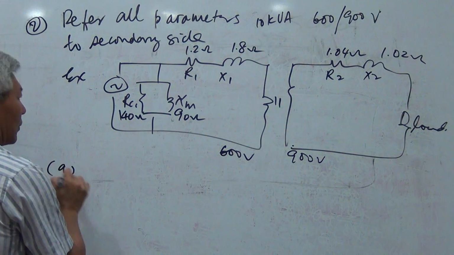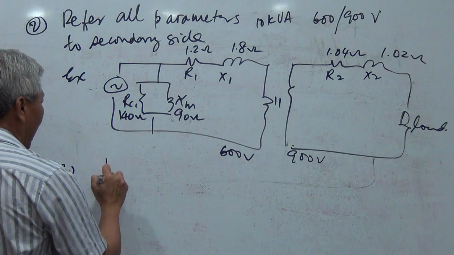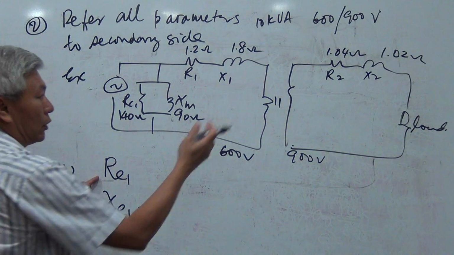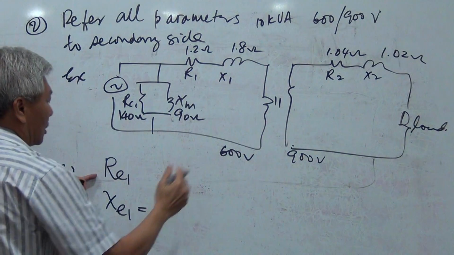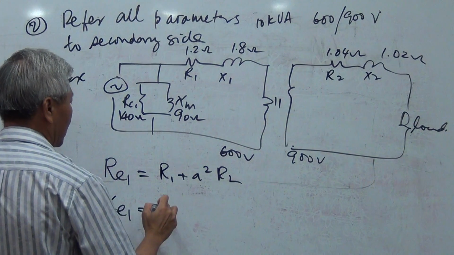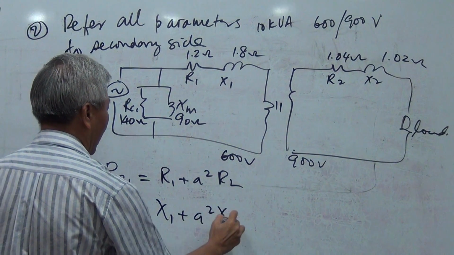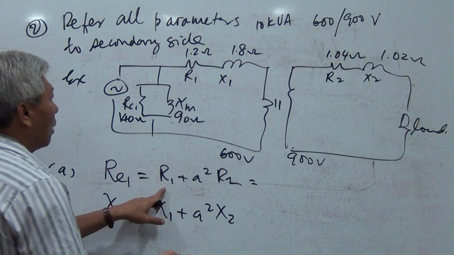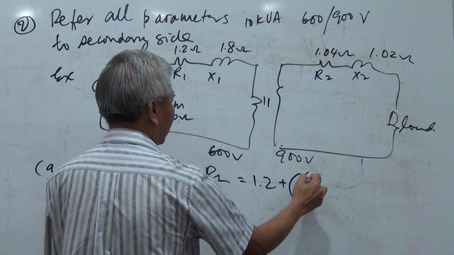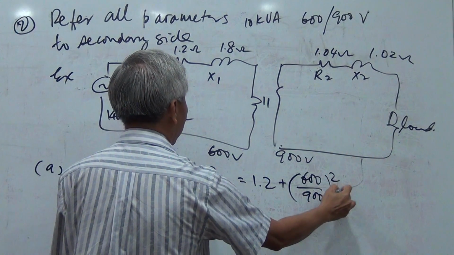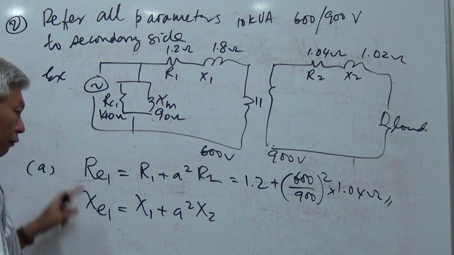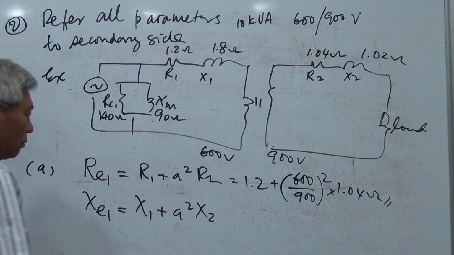Right, part A. If you are asked to calculate RE1 and XE1, do you know that you are actually asked to move this over? So RE1 is equal to R1 plus A squared R2. XE1 is equal to X1 plus A squared X2. So R1 is 1.2, and what is A? Turn ratio, 600 over 900, squared, multiply 1.04. Right, and the formulas are given in the exam, these two.